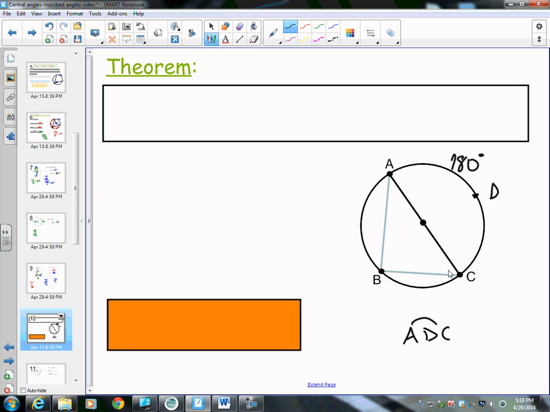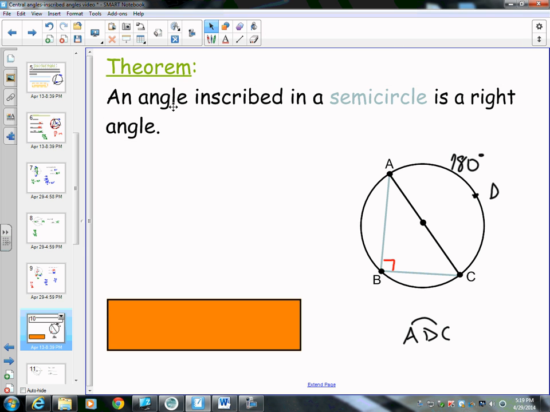Well, this angle, angle ABC, is an inscribed angle because it's on the circle. The inscribed angle is half the measure of the arc. So if the arc is 180 degrees, what's the measure of the angle? The angle would be half of 180, which is 90 degrees. So there is a theorem that says an angle that's inscribed in a semicircle is always going to be a right angle. So this one's always a right angle. It's always going to be true. So the measure of ABC is 90 degrees.